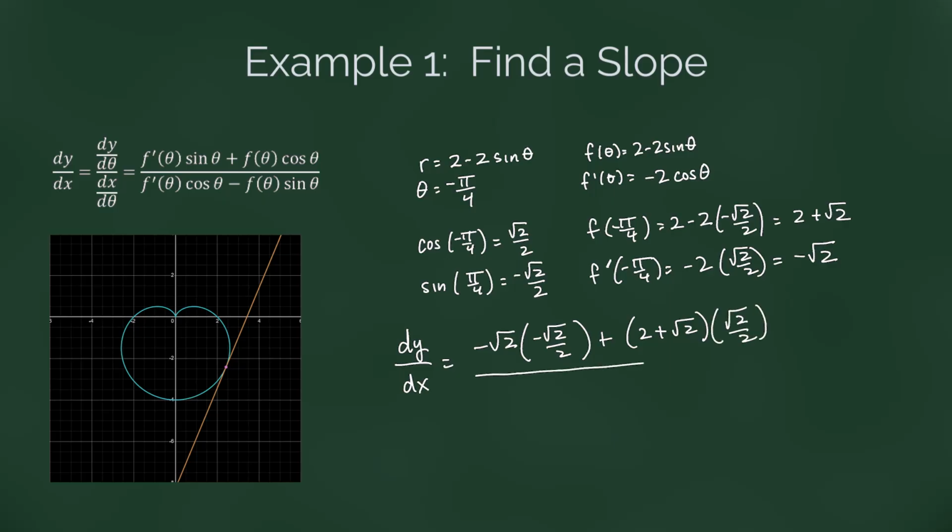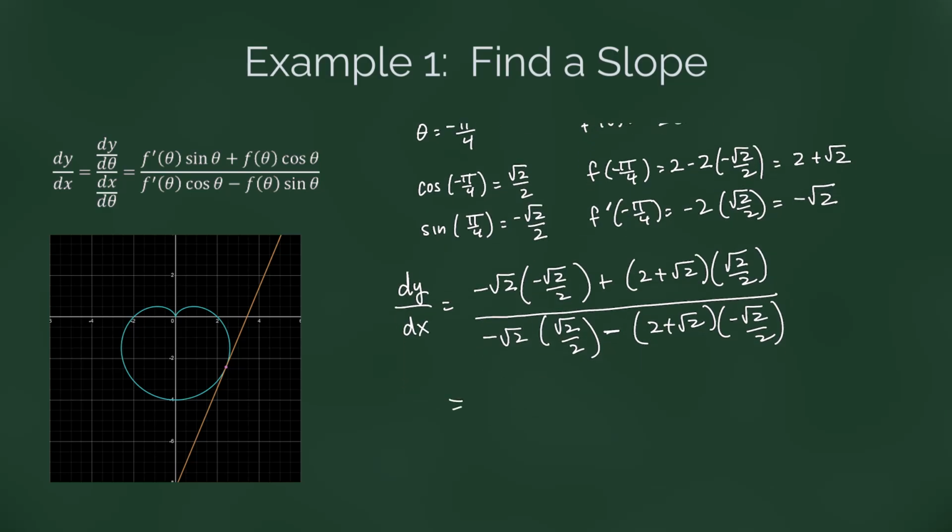That's our numerator. In our denominator, we get f prime of theta, negative root 2, times the cosine of theta, root 2 over 2, minus f of theta, 2 plus the square root of 2, times the sine of theta, negative root 2 over 2.